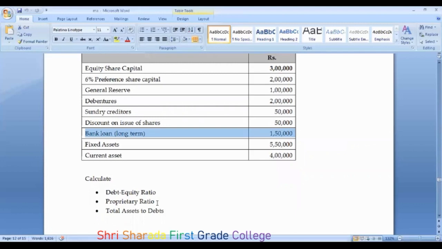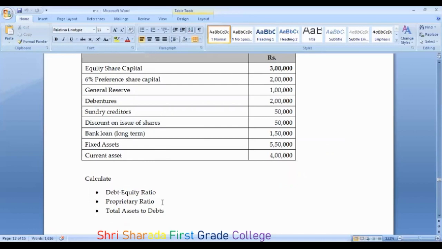And you have to find out the proprietary ratio also. The discount on issue of shares will be deducted out of all the equities. So share capital 3 lakhs plus 2 lakhs plus 1 lakh minus 50,000 will give you the equity. Clear? The proprietary ratio considers all the shareholders' funds along with the total assets.